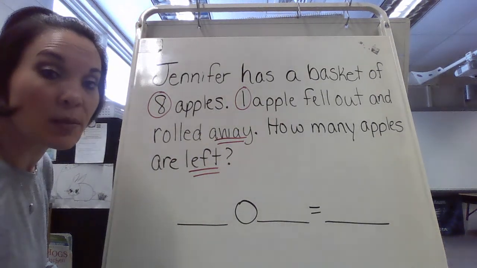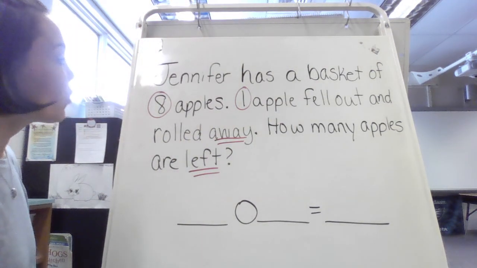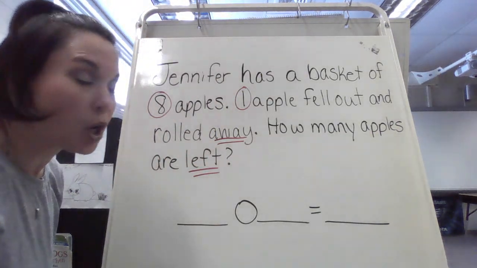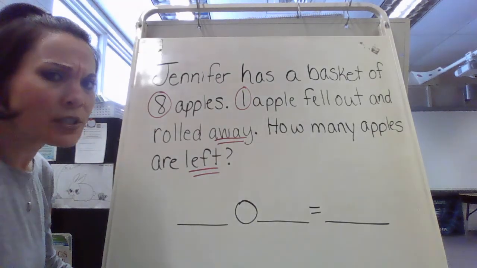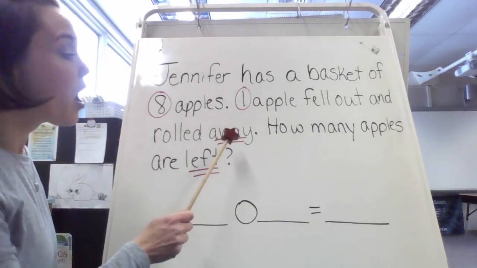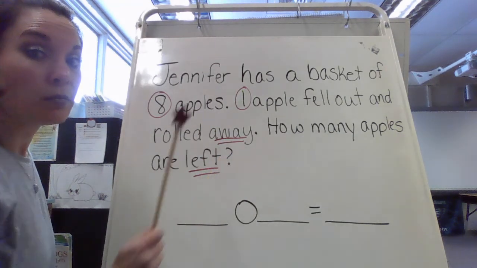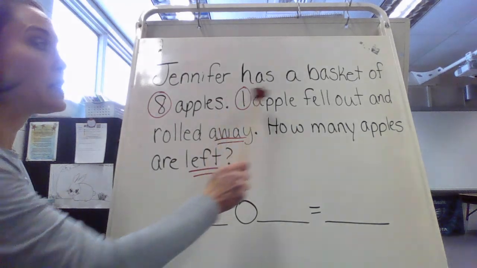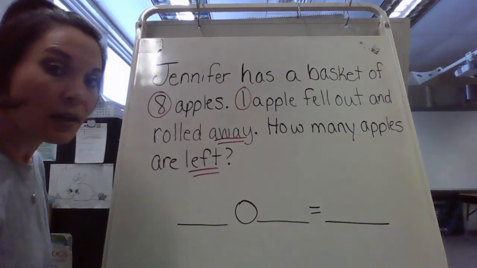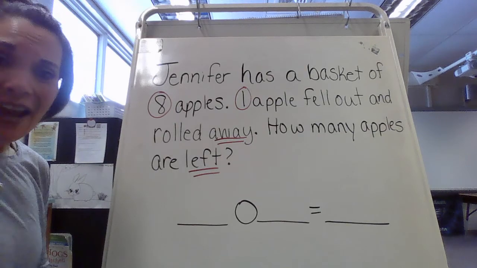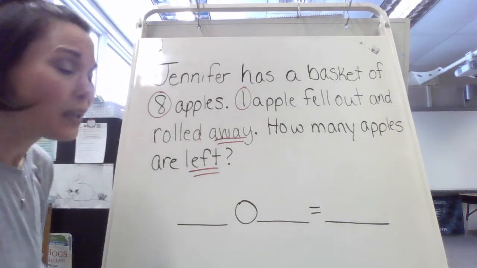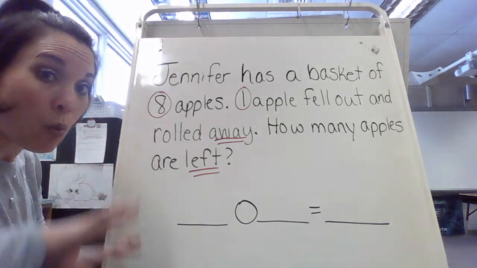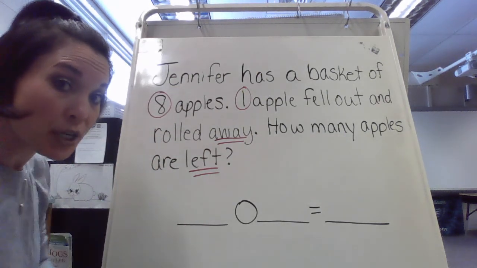So let's take a look at some of our important information here. So far we see 8 and 1. Yep, there are special numbers because they are circled. But we also have words that are underlined. Let's see what they are. Away and left. When we have away, because the apple fell out and rolled away, does that mean Jennifer's going to be adding? Is she going to be plusing? Does she have to count them all up, or are some going away where we might need subtraction? What do you think?